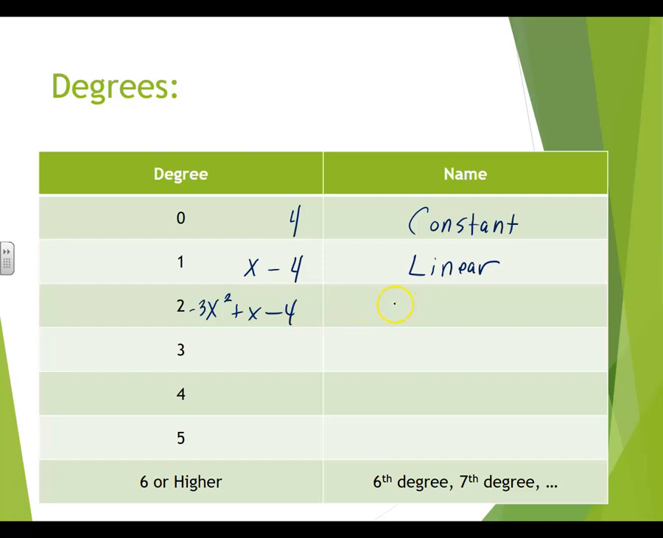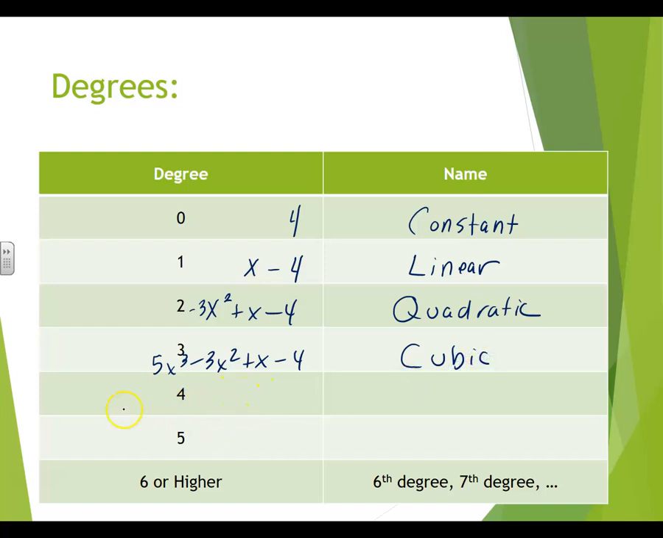And then we have a degree of 2. So what's this guy going to be? What's the name we use for a degree of 2? Quadratic. And then we're going to look at a degree of 3. So we got something like 5x to the third minus 3x squared plus x minus 4. So what's that? I told you guys, remember dice. Cubic.